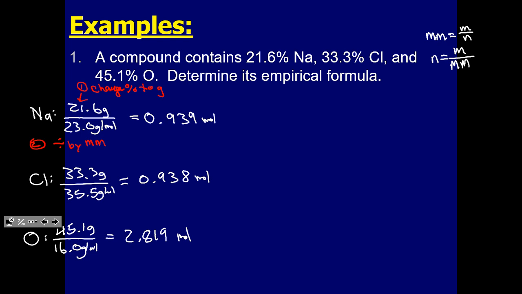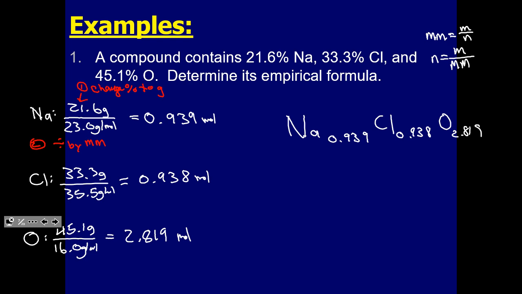Okay? All right, excellent. Now, at this point in the lesson, I always make a joke. And so don't write this down. I say, oh, look, we found the ratio of the moles. The formula is Na 0.939, Cl 0.938, O 2.819. There's the chemical formula. And you should all look at that and go, that's not a proper chemical formula. You can't have decimals in it. They've got to be whole numbers. They must be a whole number ratio. So we do have the ratio, but now we have to make them into whole numbers.